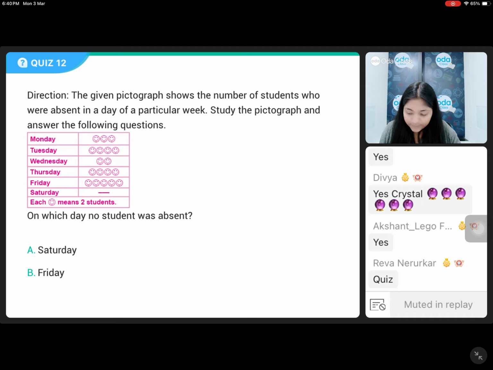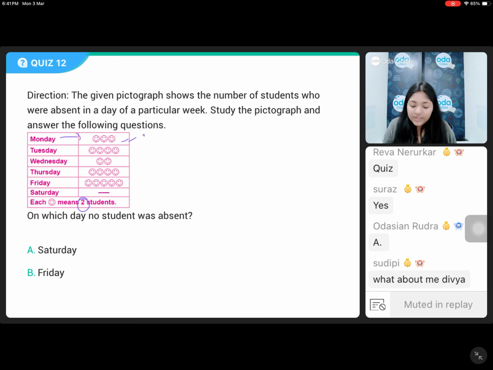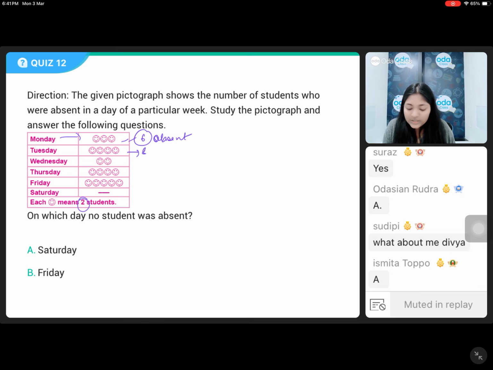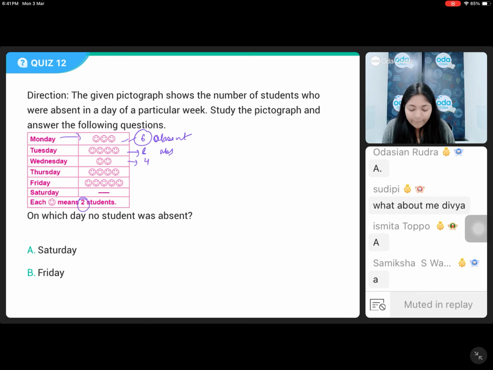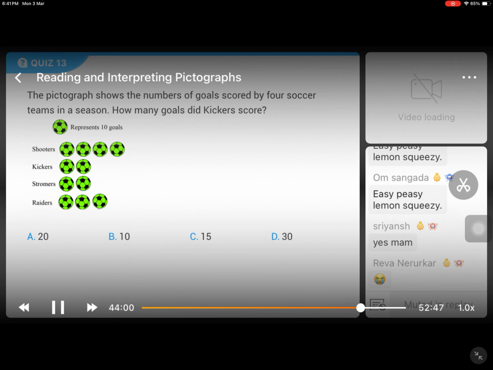Okay. So here, see, on Monday we have 3 smileys. Each smiley is representing 2. So 3 smileys means 6 students were absent. Here we have 8 students absent. Here we have 4. Here we have 8. Here I'll explain it. First of all, listen and then choose.